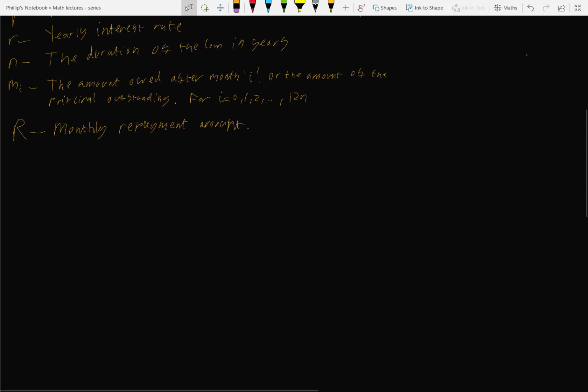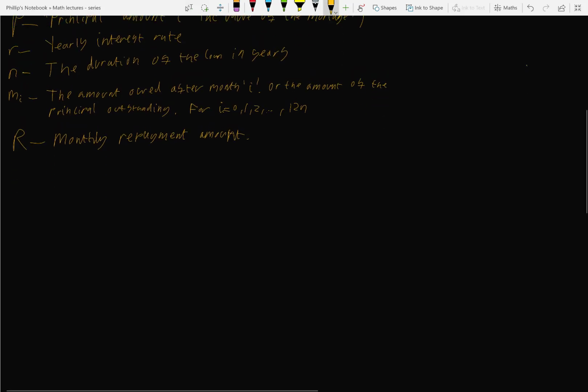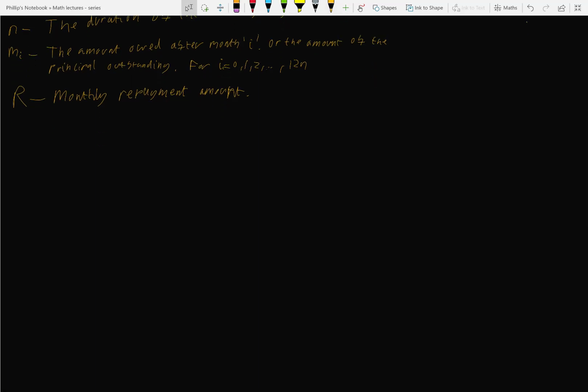Okay, so let's begin. We've defined these variables. Let's begin with our example. I'm going to do the example on the left, which we were given above, and the general case to the right, but we're going to begin with the example.